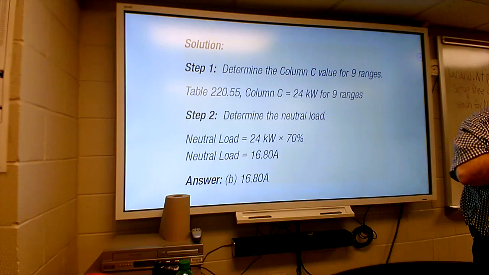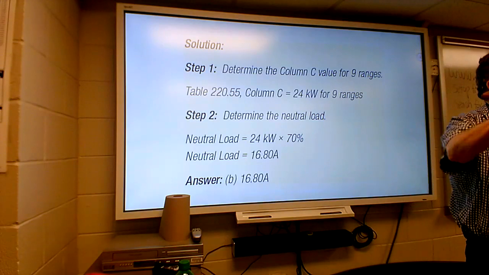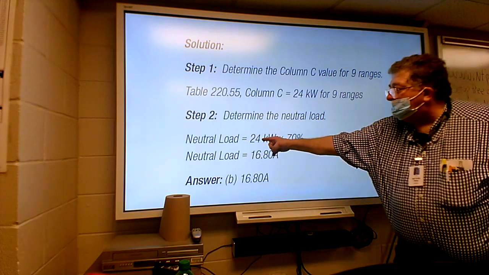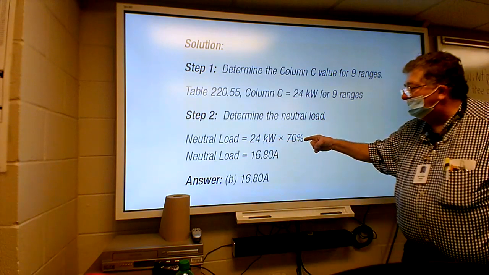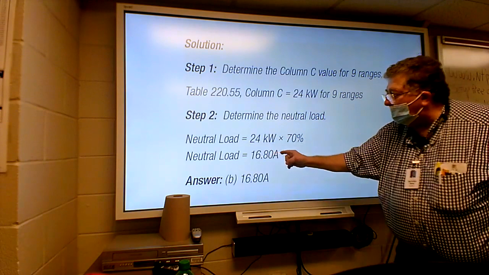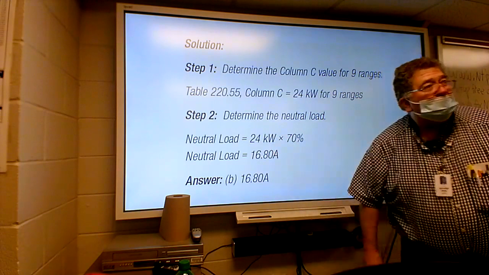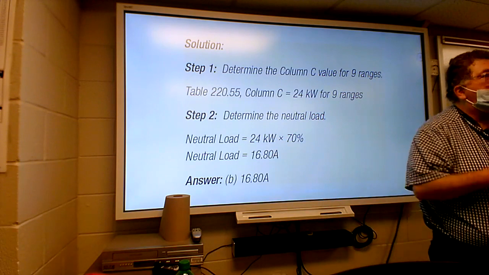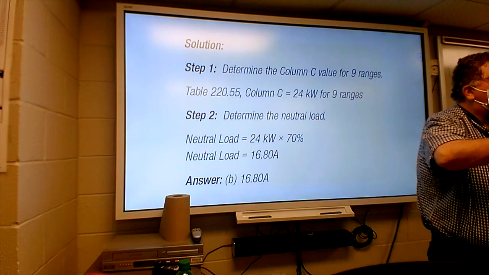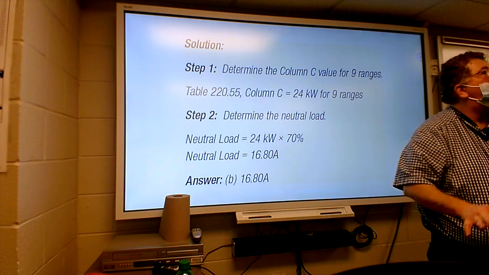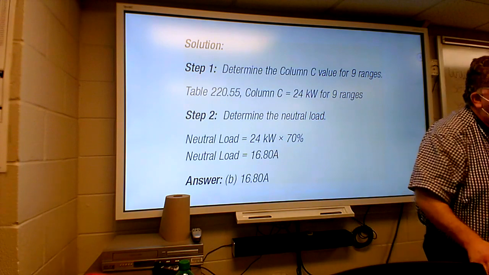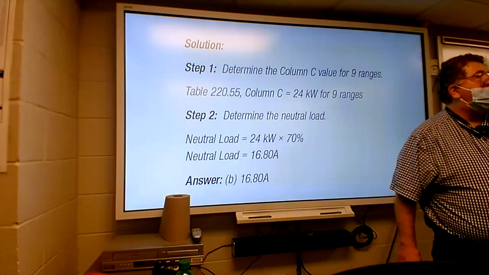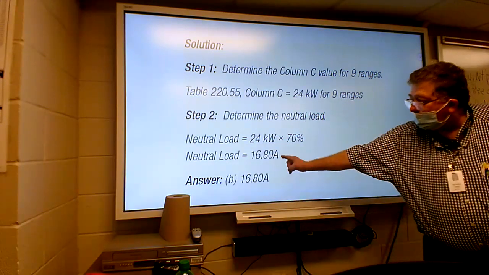Now, here's a typo that's in the book. You can write this down. This is a mistake. The 24 kilowatt times 70% equals 16.8 kilowatts, not amps. It's kilowatts, not amps. I can prove it: the next example in the book we're getting ready to do has it right. Here they got the unit wrong. That unit is supposed to be kilowatts.